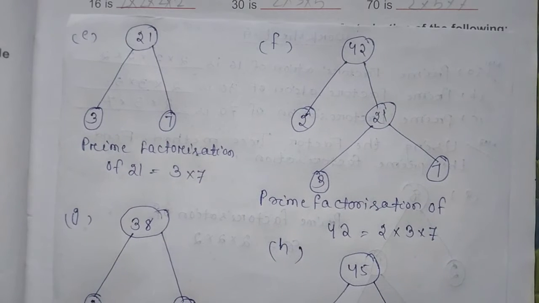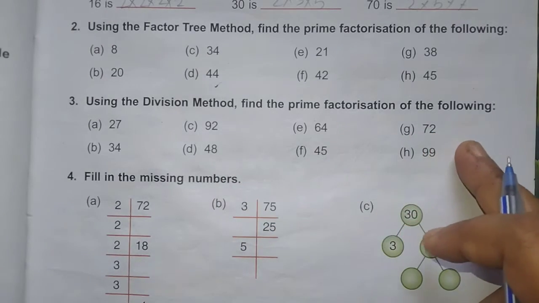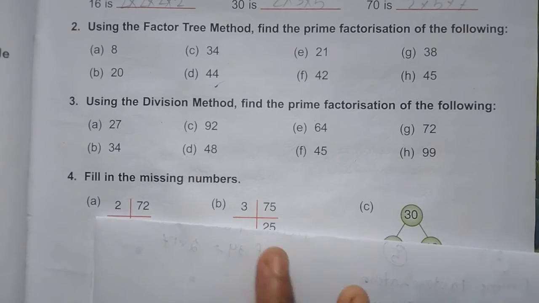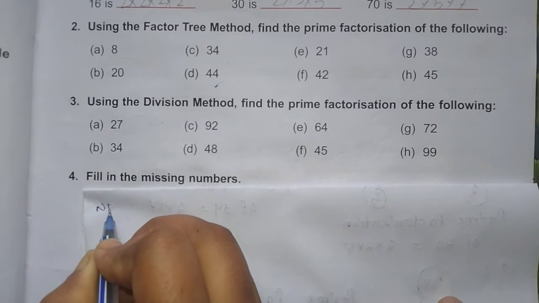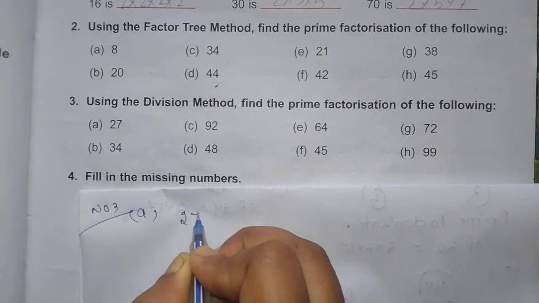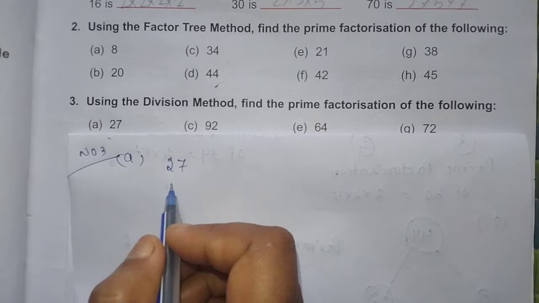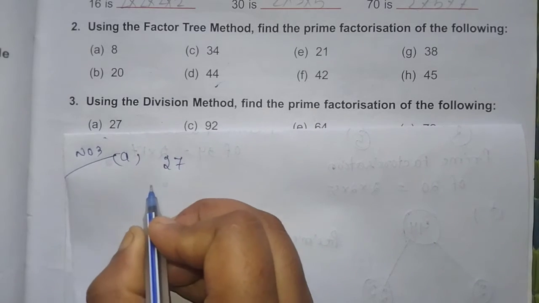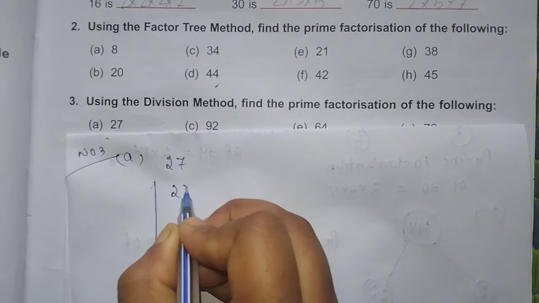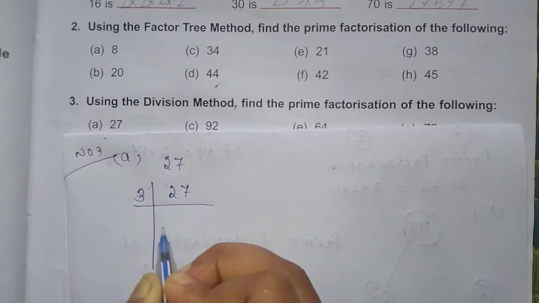Now we solve question number 3. Using the division method, find the prime factorization of the following. Question number 3. A, 27. Divide 27 by the prime number 3.